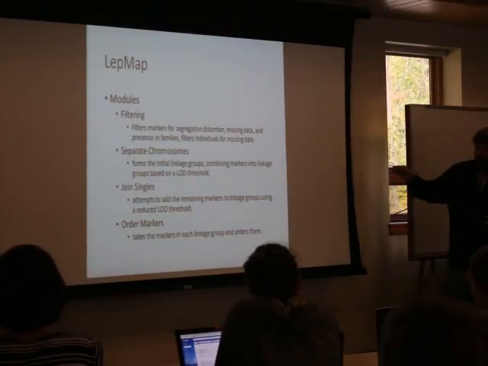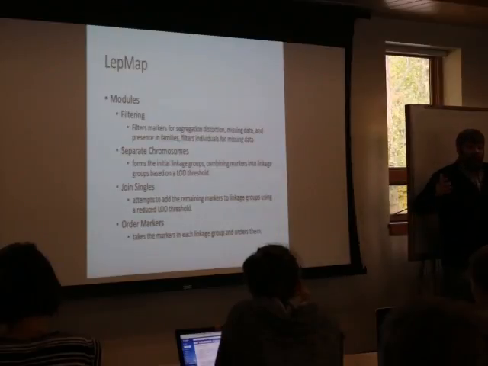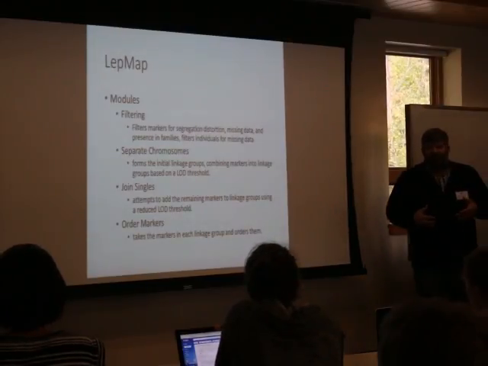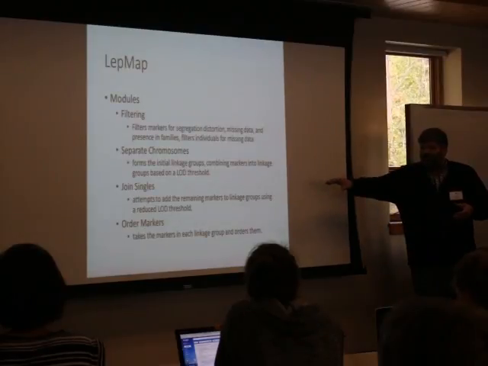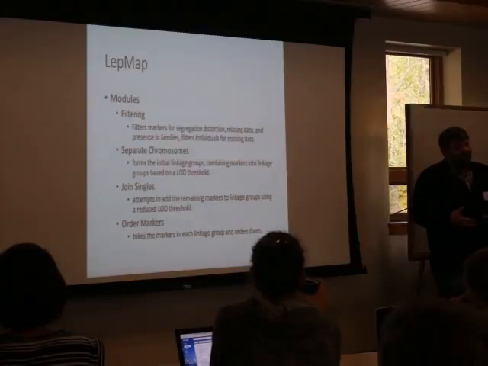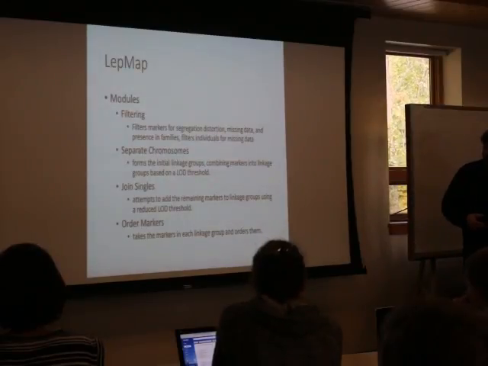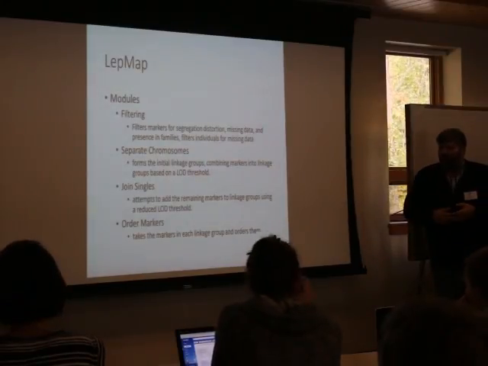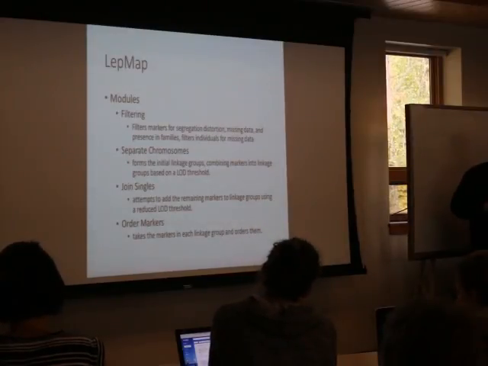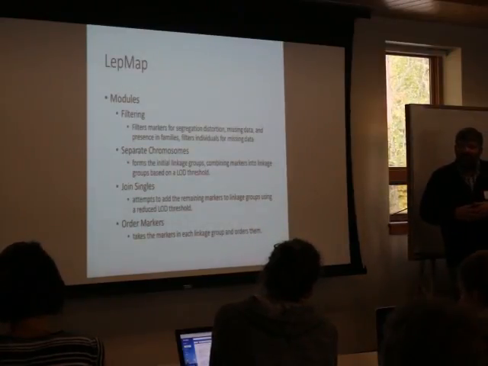So when you run it, separate chromosomes is what you use to determine how many linkage groups you have. That's the first step. Join singles attempts to add the remaining markers to those linkage groups, but using lower log thresholds. And then finally, order markers is what actually orders the markers in each linkage group. And there's a description of each of these and how to run them in the handout.